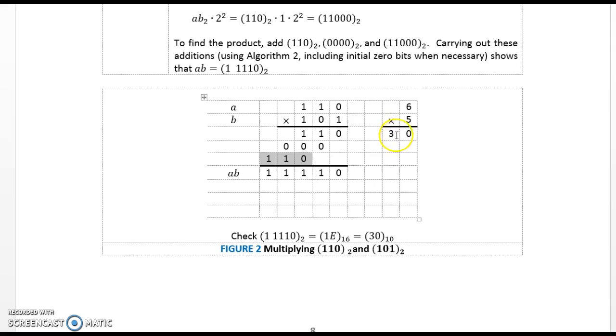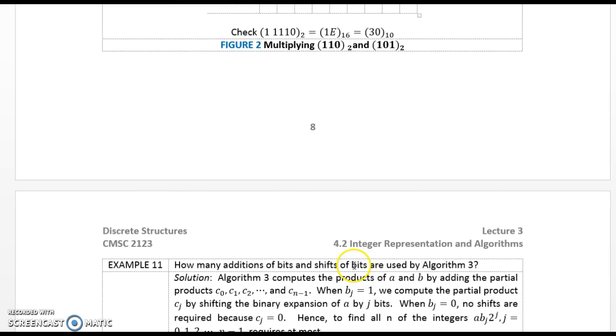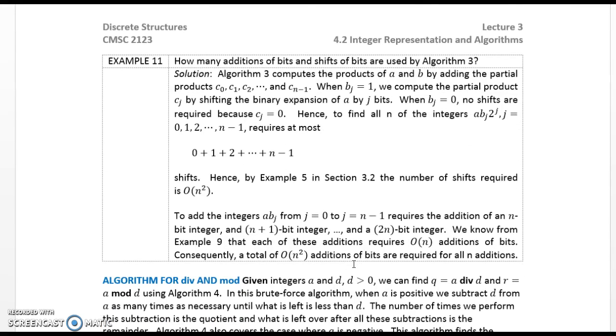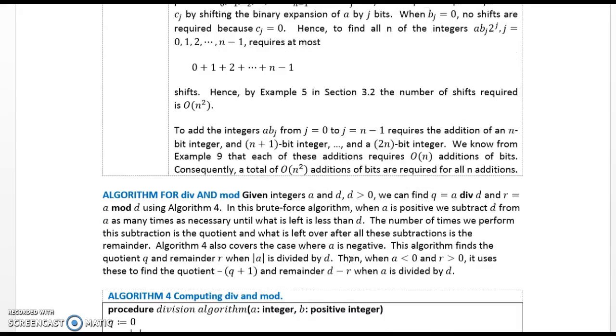So what we have is 6 times 5 is 30 in decimal, and we hope that 11110, which we've translated to 1E base 16, is also equal to 60, and it is. I mean, it is equal to 30. Example 11 says that multiplication is an O of n squared algorithm.